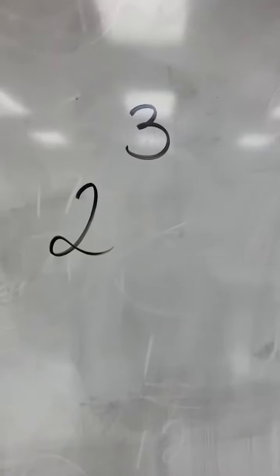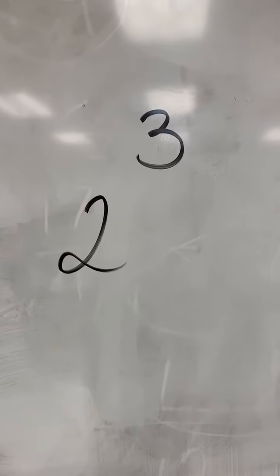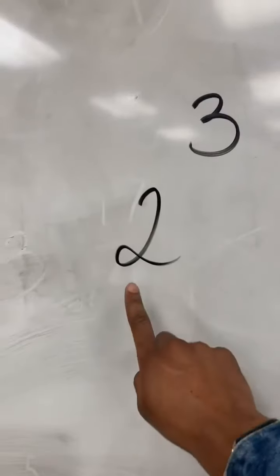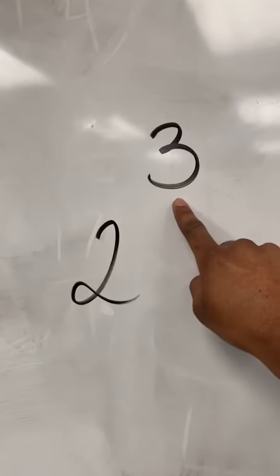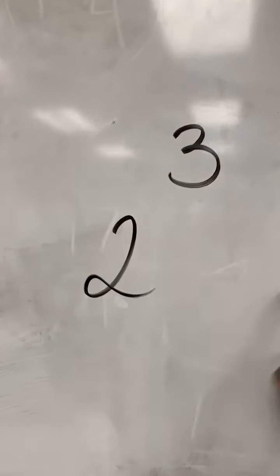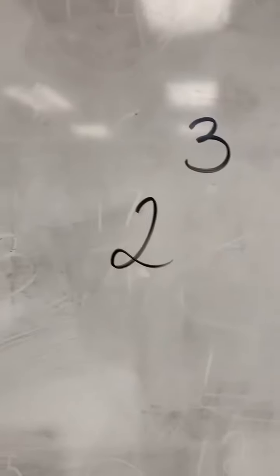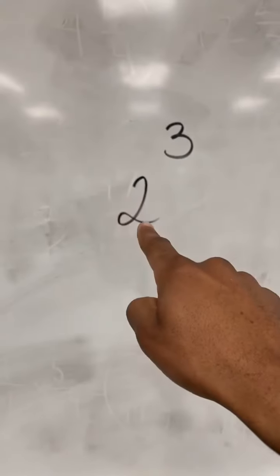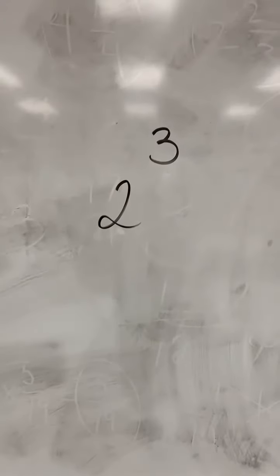All right, so on this board, I have 2 to the third power. The 2 represents my base. The 3 represents my exponent. And the whole thing is called a power. So you have the base, you have the exponent, and this expression itself is called a power.